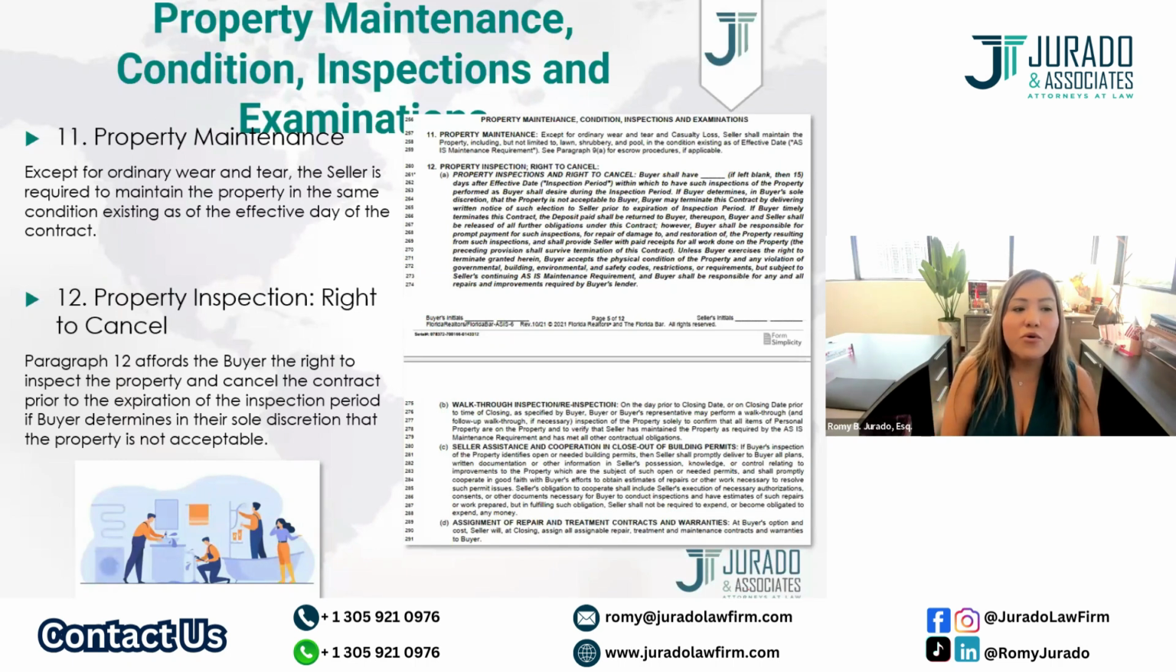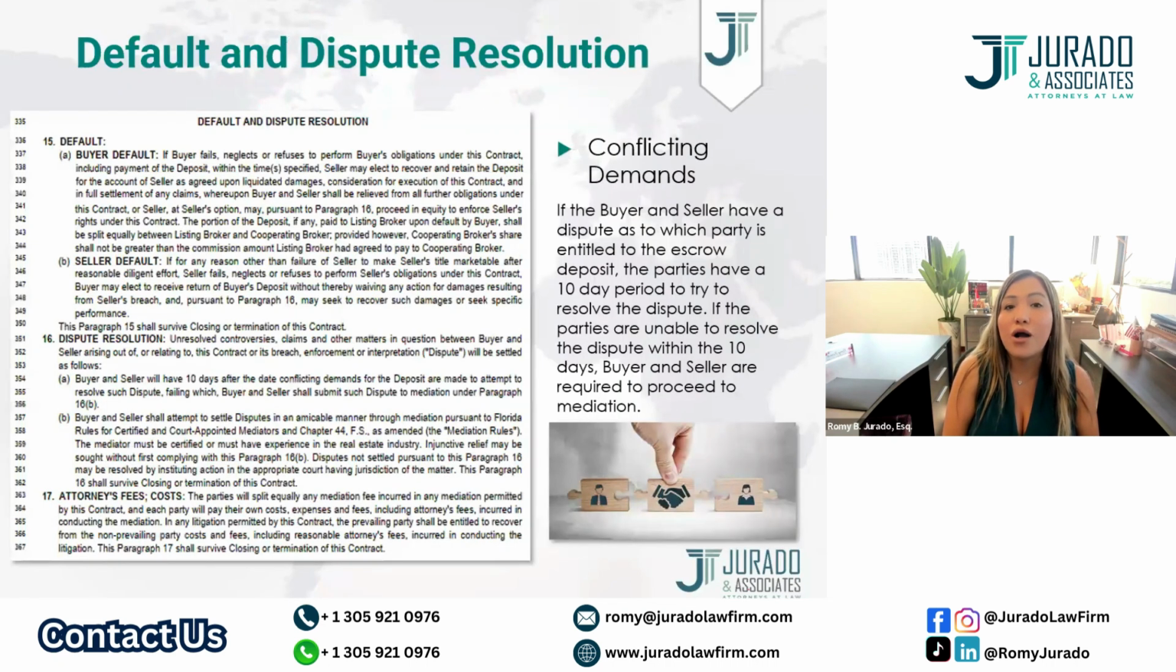Property maintenance: except for ordinary wear and tear, the seller is required to maintain the property in the same condition existing as of the effective date of the contract. Property inspection, this is the time that they have to basically walk out for any reason. I see a lot of times people want to put like 0 days inspection. That's crazy. You would put at least 8 days, 10 days, because otherwise the buyer is not going to be able to get out of that contract.